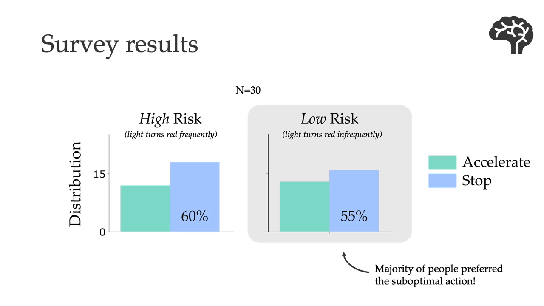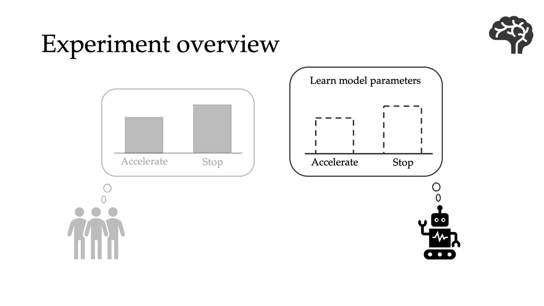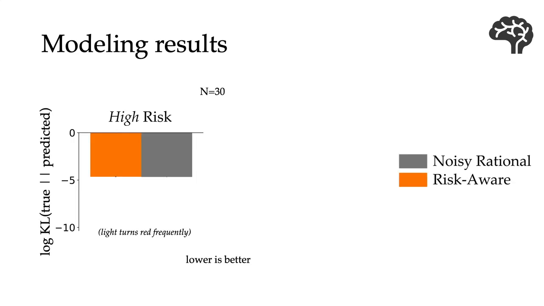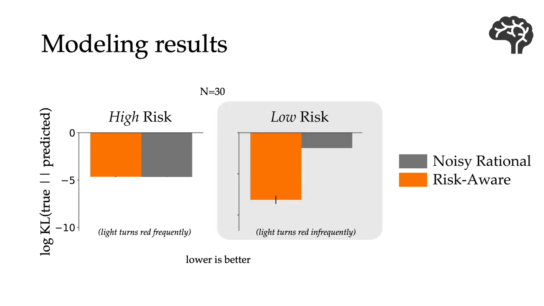Since people behave optimally in some scenarios and suboptimally in others, we really need our robots to be able to anticipate both optimal and suboptimal behavior. We next wanted to see if our robots could predict these action distributions by learning the model parameters needed to be able to reproduce them. We computed the noisy rational and risk-aware models that best fit our action distributions. To measure the accuracy of these models, we compared the KL divergence between the true action distribution and the model's predictions. On the left, when humans make decisions that we might expect, both models do well. But when humans are suboptimal, here is where the risk-aware model really shines.